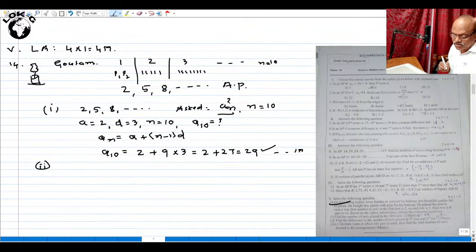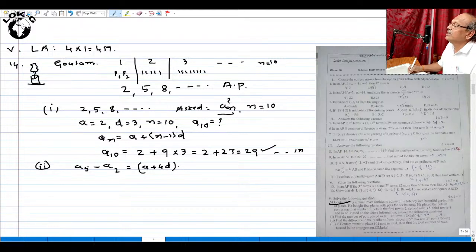Second part of the question is, find the difference in the number of pots placed in the 5th row and the 2nd row. Number of pots in the 5th row minus the 2nd row. You can easily use the an formula. What is a5? a plus 4d, right? Minus, what is a2?